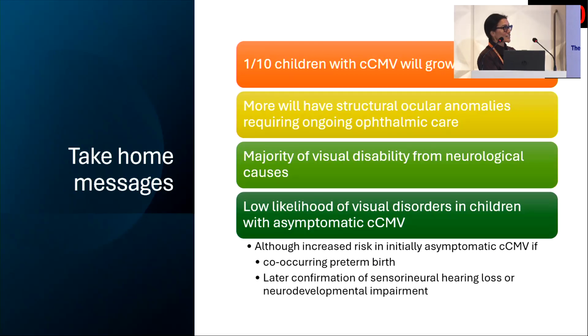So take-home messages. 1 in 10 children with CMV will grow up with visual impairment. And more than that, will have structural ocular abnormalities and will require ongoing eye care. The majority of visual disability that was found was from neurological causes. And with asymptomatic CMV, there is a low likelihood of visual disorders in these children.